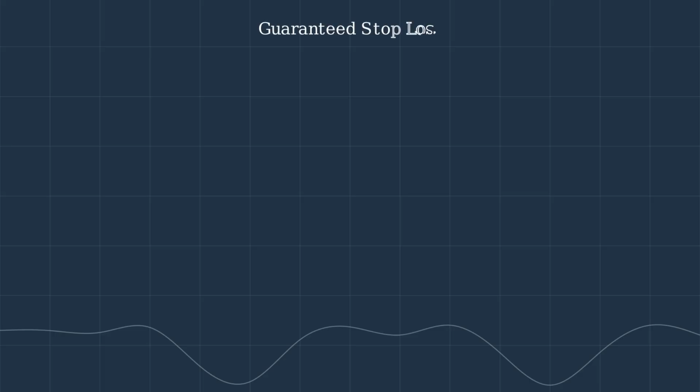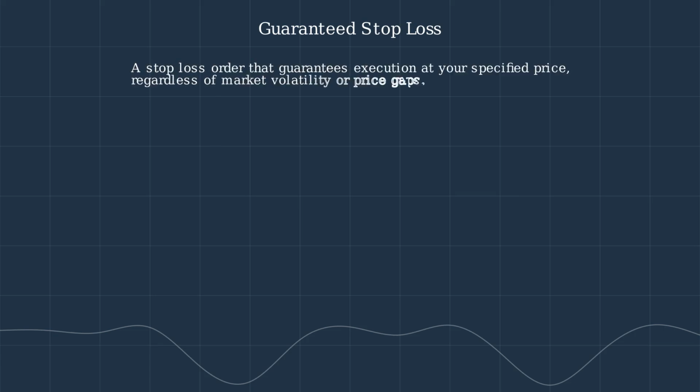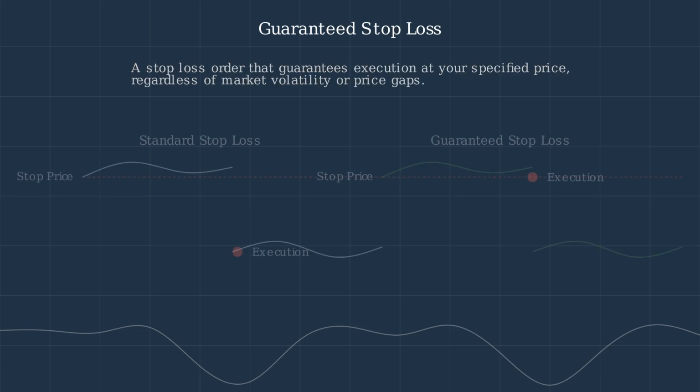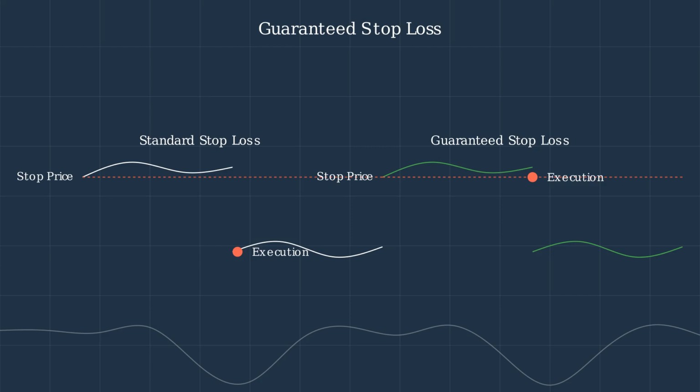Guaranteed stop-loss orders provide absolute certainty about your maximum possible loss. Unlike standard stop-losses, a guaranteed stop ensures execution at exactly the price you specify, regardless of market volatility or price gaps. With standard stop-losses, market gaps can lead to execution at prices much worse than expected. Guaranteed stops eliminate this slippage risk.